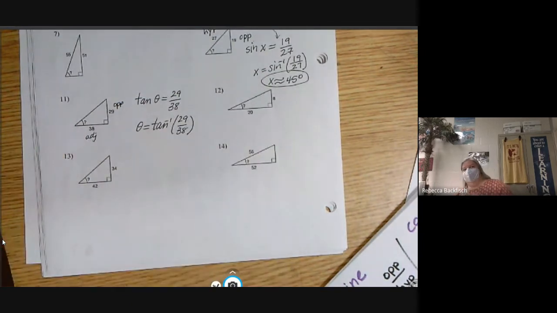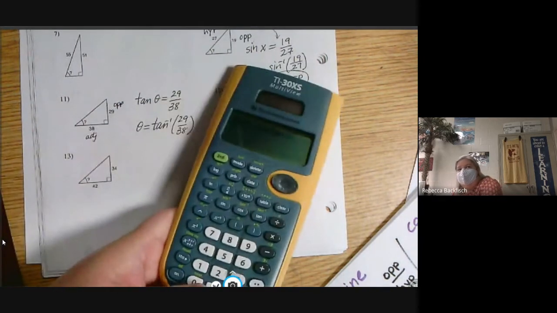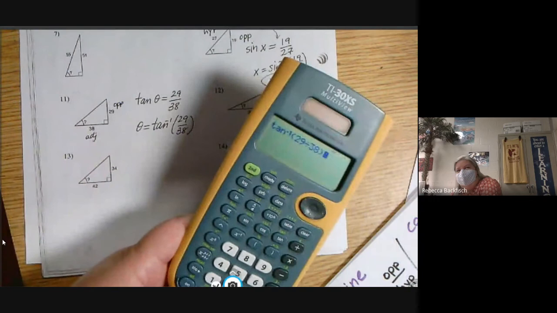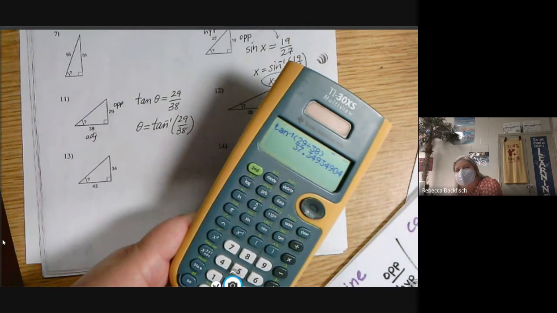And that's what goes in my calculator. So there are fewer steps when you're finding an angle, really, because you don't have to say is x alone and then maybe divide both sides by something. So this is what goes in my calculator. If we can see it, there we go. And I get 37.34, so about 37 degrees.